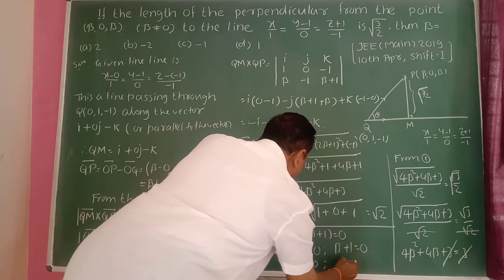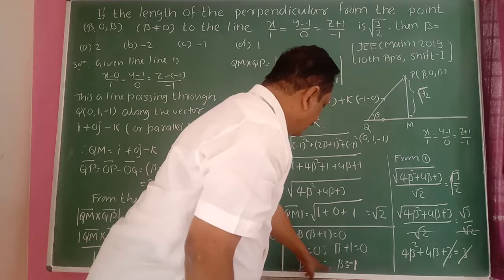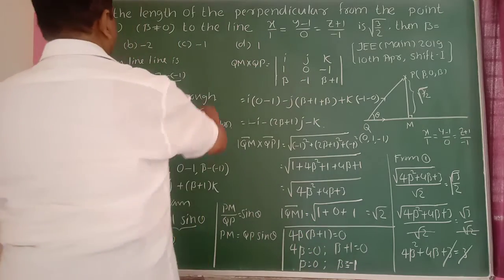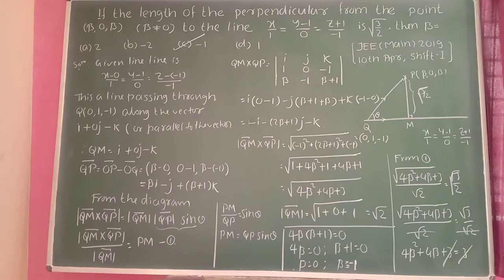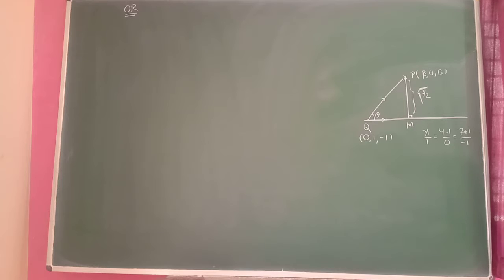There are two values here, beta is equal to 0 and beta equal to minus 1. Hence the answer is minus 1. So you can solve the same example using one more method here.